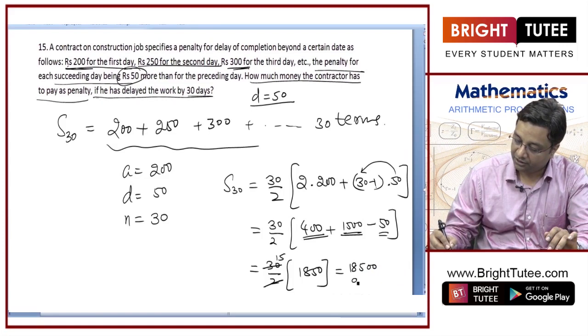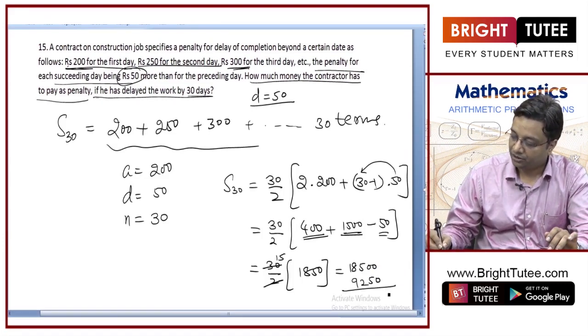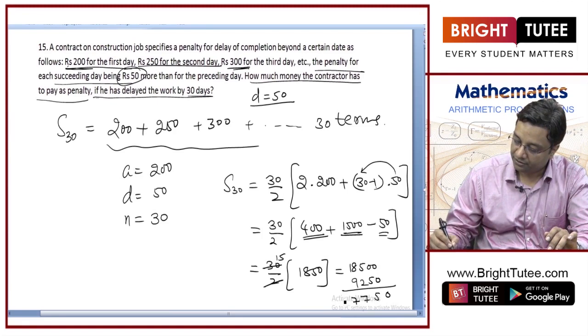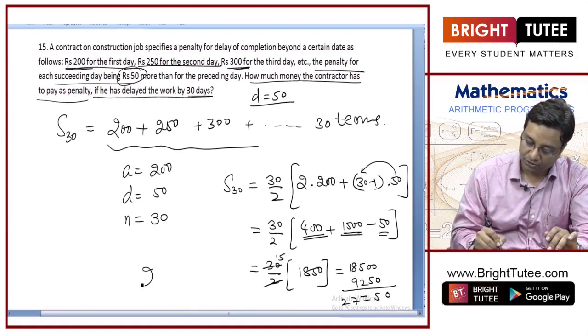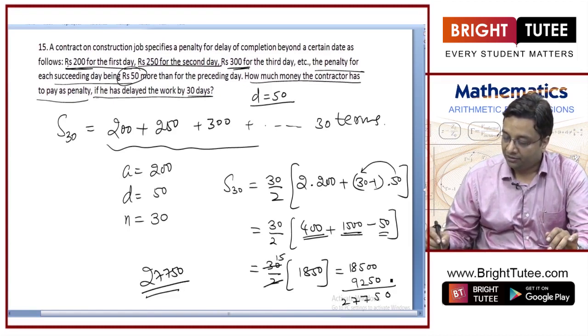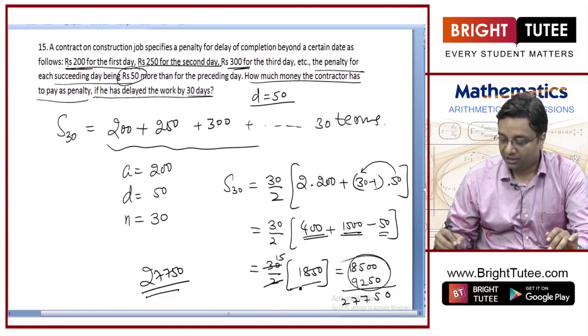What is half of it? 9,250. So the sum will be 27,750, right? If you don't understand this part, you can do this calculation yourself.